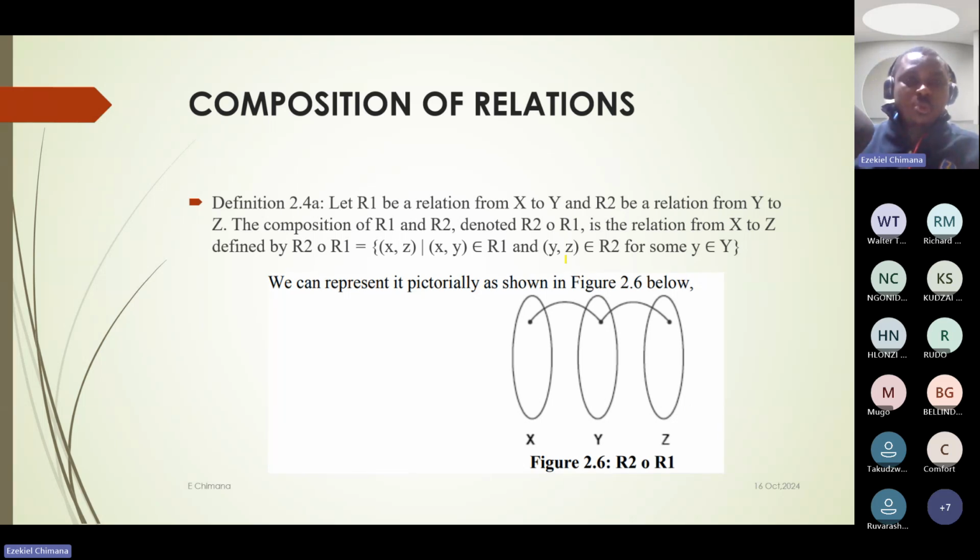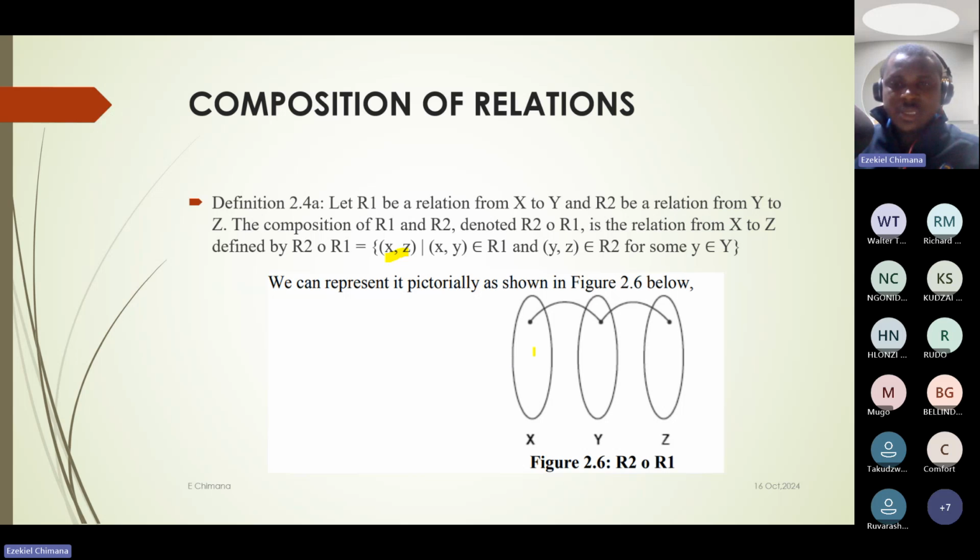Then there's what is called the composition of relations. Let R1 be a relation from X to Y and R2 be a relation from Y to Z. So the composition of these two relations, denoted by R2 o R1, is the relation from X to Z defined by (x, z) such that (x, y) is an element of R1 and (y, z) is an element of R2, for some y an element of Y.